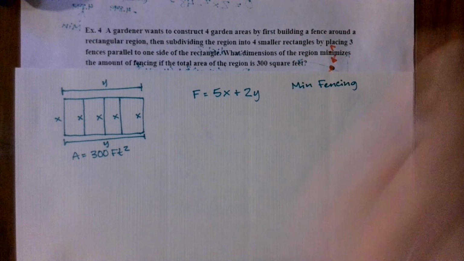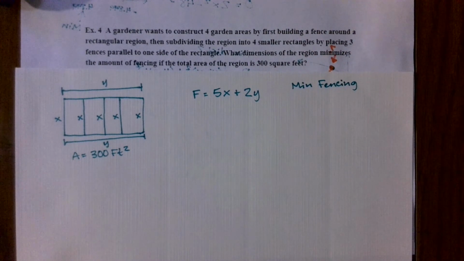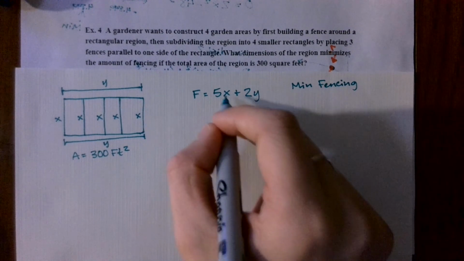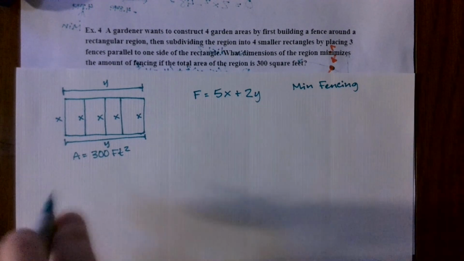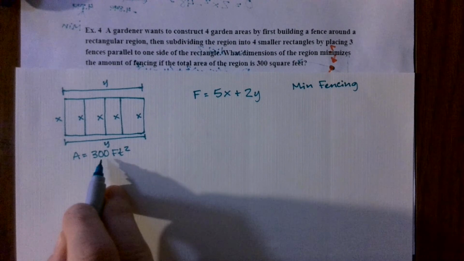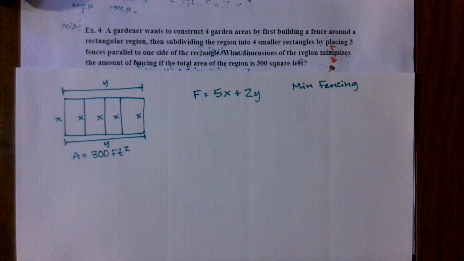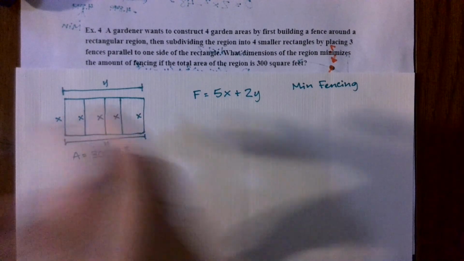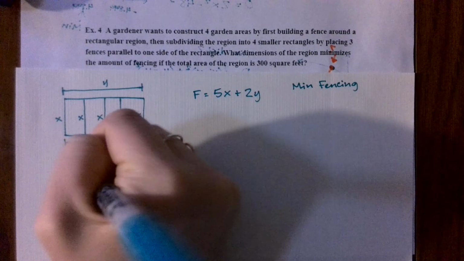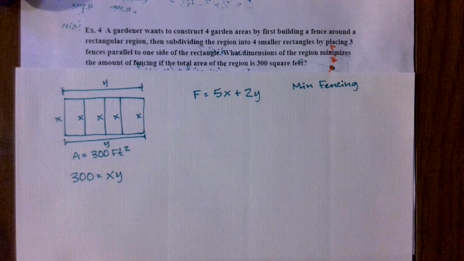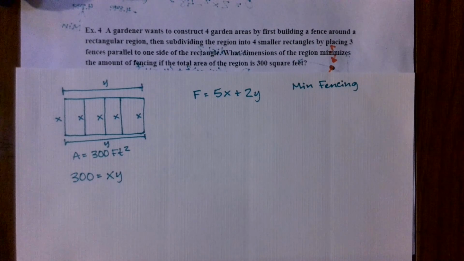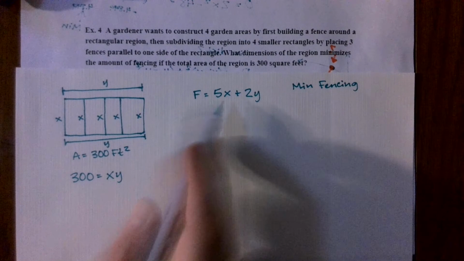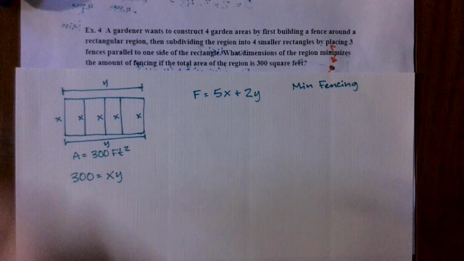Always identify whether you're looking for a min or a max and of what. We're looking for the minimum fencing. And in order to get them in terms of each other, I have to look at the fact that this is my constraint. The area has to be 300 feet. So I know that since I called this x and this y, that 300 would have to equal x times y. Similar to one that we did on the front, I can get this in terms of x by solving for y and replacing it.